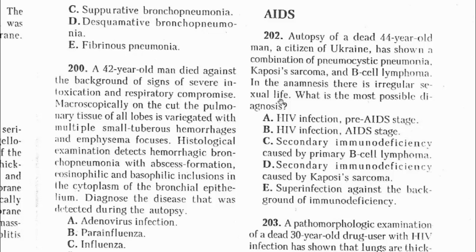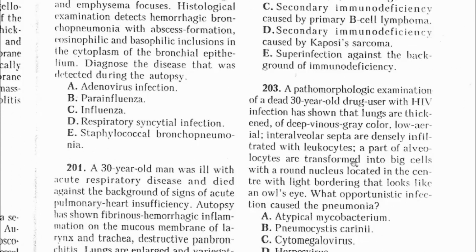Autopsy of a dead 44-year-old man, citizen of Ukraine, has shown a combination of pneumocystic pneumonia, Kaposi sarcoma, B-cell lymphoma. This person is so... So the answer is what? HIV infection at AIDS stage. So the answer is B.